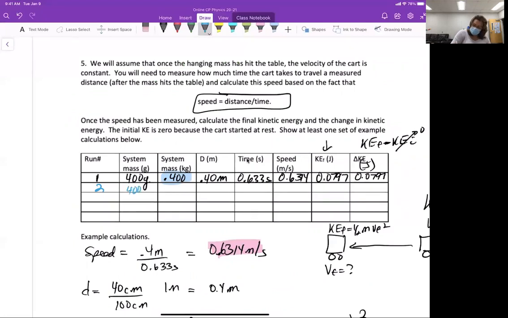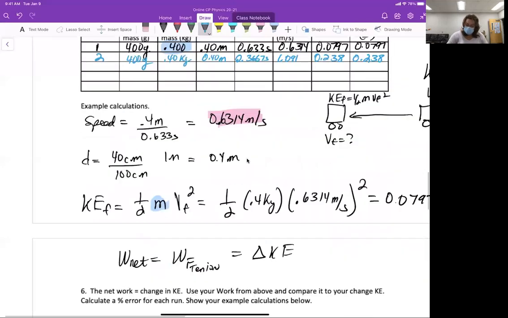Again, 400 grams, which is 0.4 kilograms. And I measured 40 centimeters. It took a time of 0.3667 seconds. And I calculated that speed to be approximately 1.091 meters per second. The final kinetic energy using the proper mass and final velocity was 0.238 joules, which is the same as the change in kinetic energy.